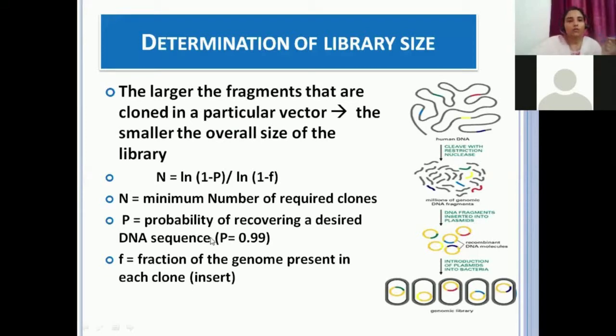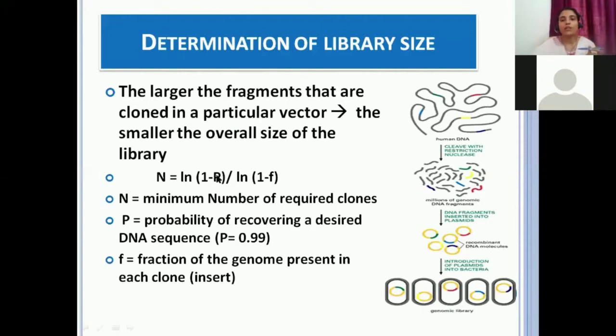So to find out the minimum number of clones needed, you have a formula which is N equal to ln(1 minus P) divided by ln(1 minus f). Now what is this? N is the minimum number of required clones. How many clones we need, that is the minimum number. That is what we have to find out.